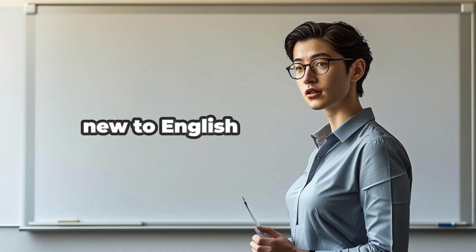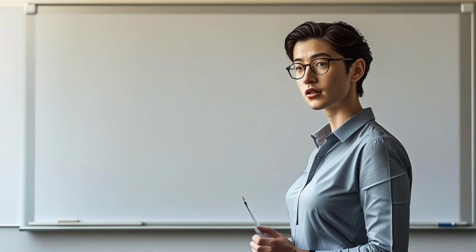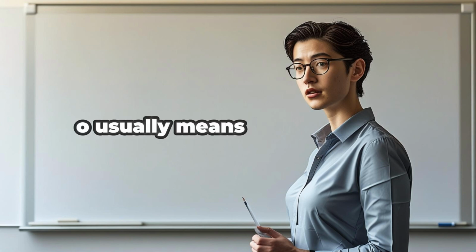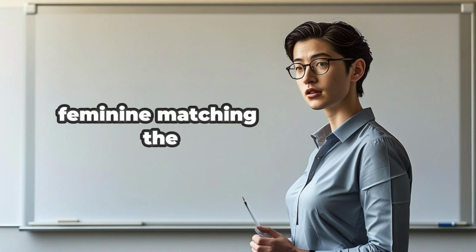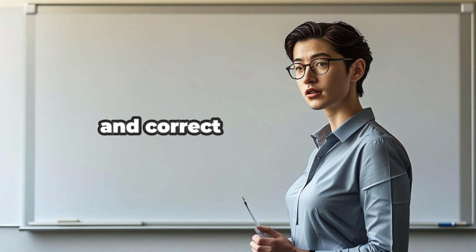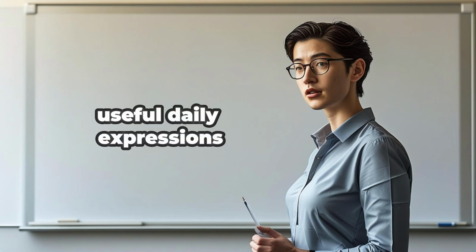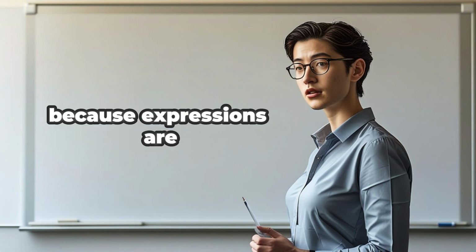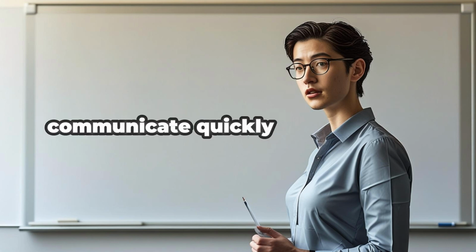This might seem new to English speakers, but it becomes easy with practice. When you describe something, simply look at the ending of the noun. O usually means masculine. A usually means feminine. Matching the adjective makes your Spanish sound more natural and correct. Once adjectives are clear, we move into useful daily expressions, because expressions are shortcuts that help you communicate quickly.